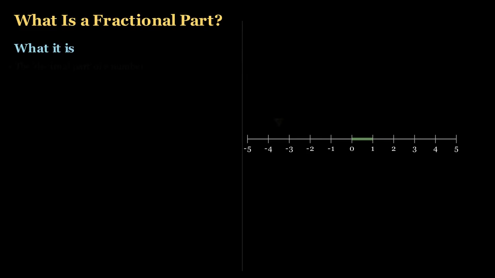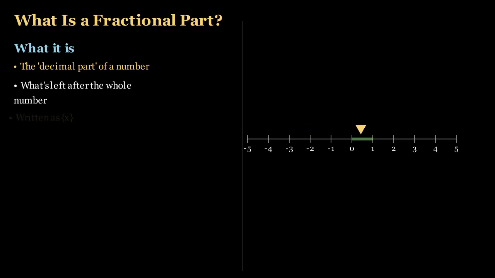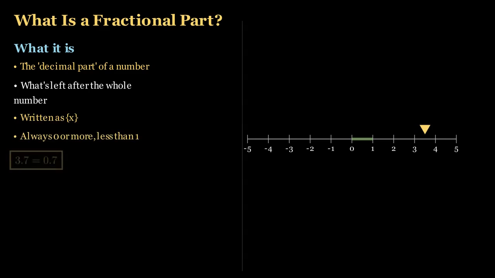Imagine you have a number like 3.7. The fractional part is just the 0.7, the little extra bit after you take away the whole number 3. We write it with curly braces, like this, {3.7}. That means the fractional part of 3.7. And here's the key rule: the answer is always 0 or bigger, but always less than 1.